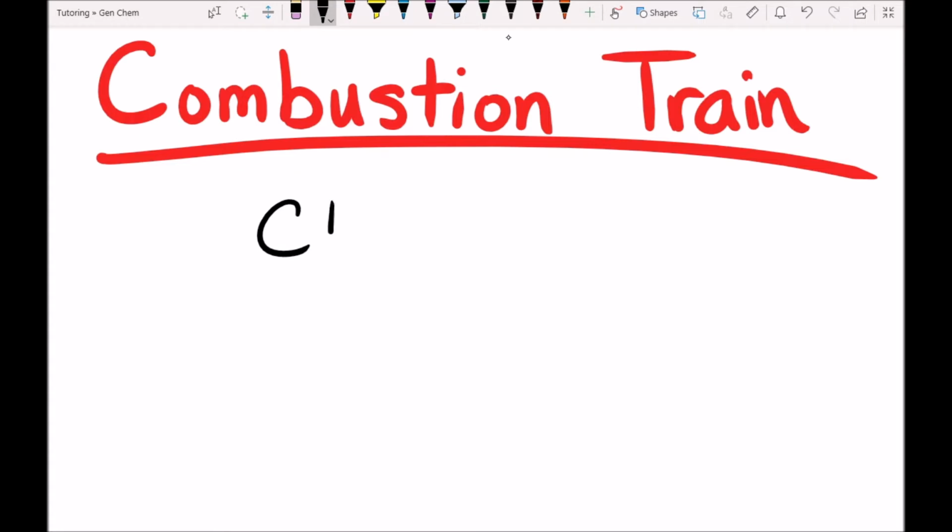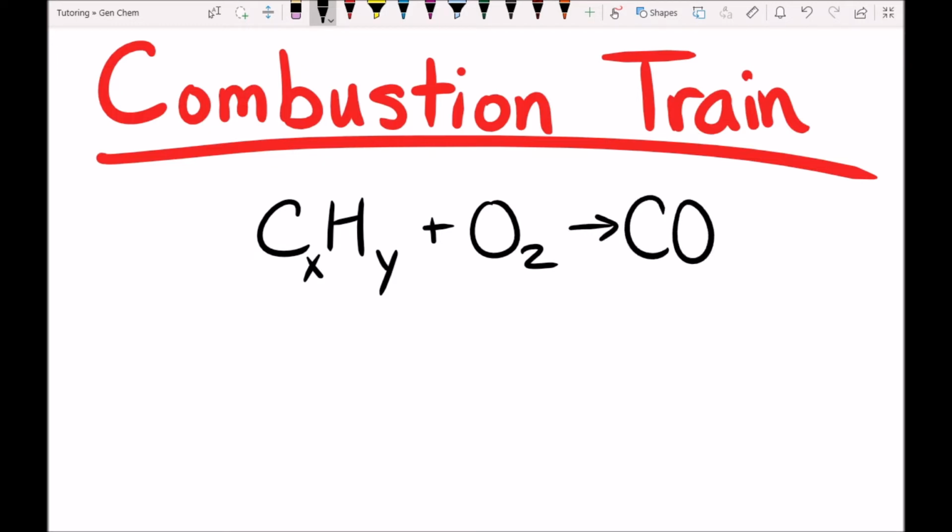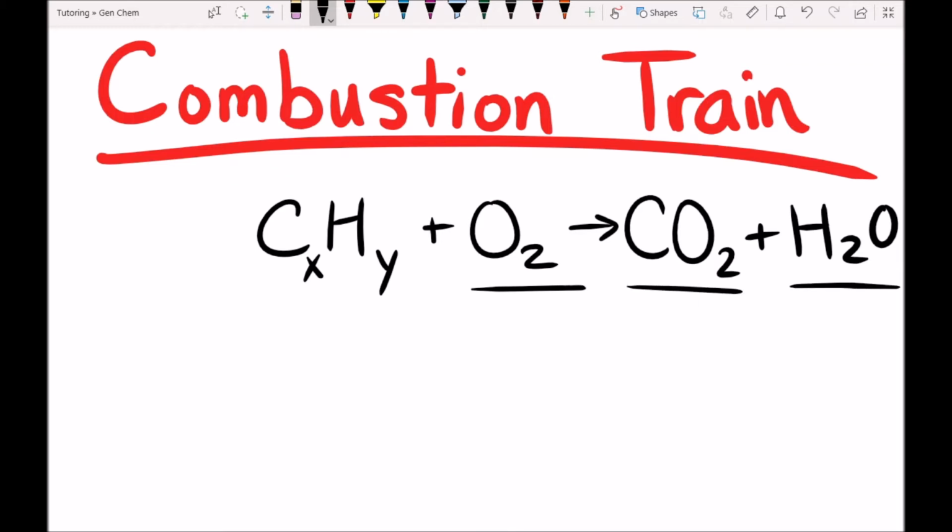So we have some hydrocarbon, so that's a CH compound, and it has some number of carbon atoms and some number of hydrogen atoms. Then, with oxygen gas, it is burned and produces CO2 gas and water. So in order for combustion of a hydrocarbon to happen, we need oxygen gas, and then the two products of combustion are carbon dioxide and water.